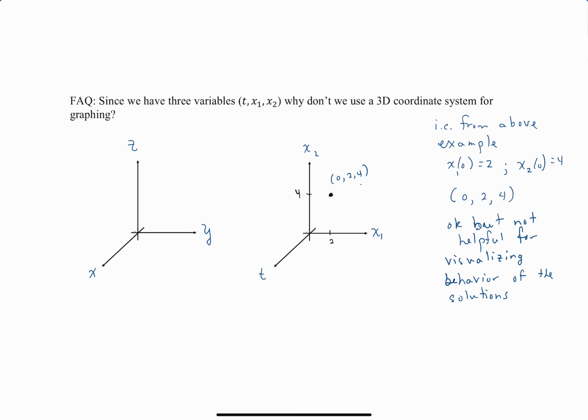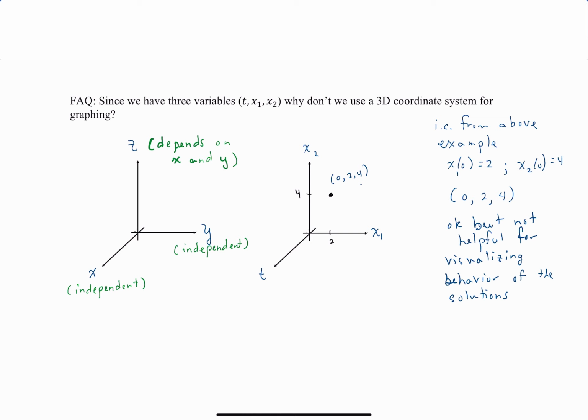To get some idea of why this might not be helpful, let's recall that our 3D coordinate system has independent variables, 2 of them, on our horizontal axes. And by horizontal, I mean the axes in the horizontal plane, the xy plane. So those are 2 independent variables. And our 3D coordinate system is meant to help us visualize how the function z behaves, where z is a dependent variable and it depends on the 2 variables in the horizontal plane.